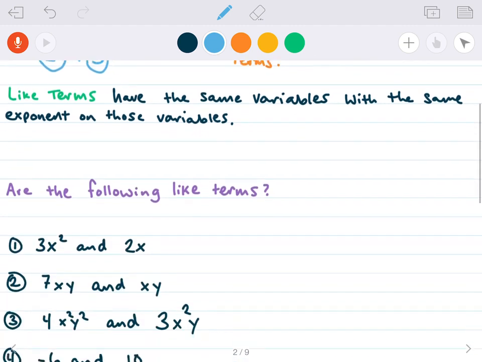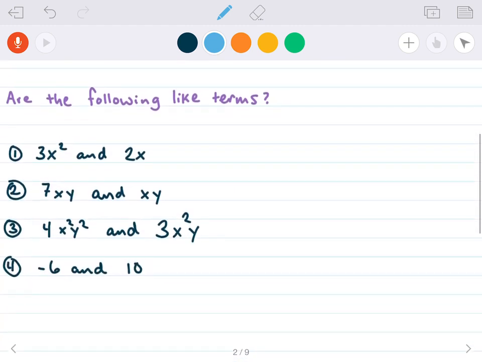Are the following like terms? Okay, so the first one is 3x squared and 2x. Are these like terms? Well, the answer to this is no. And the reason is because even though they have the same variable x, the 2 and the 1 over here on this x are different. All right, the exponents have to be the exact same, okay? And if you don't see an exponent, it's understood to be 1. All right, so let's look at the next one.